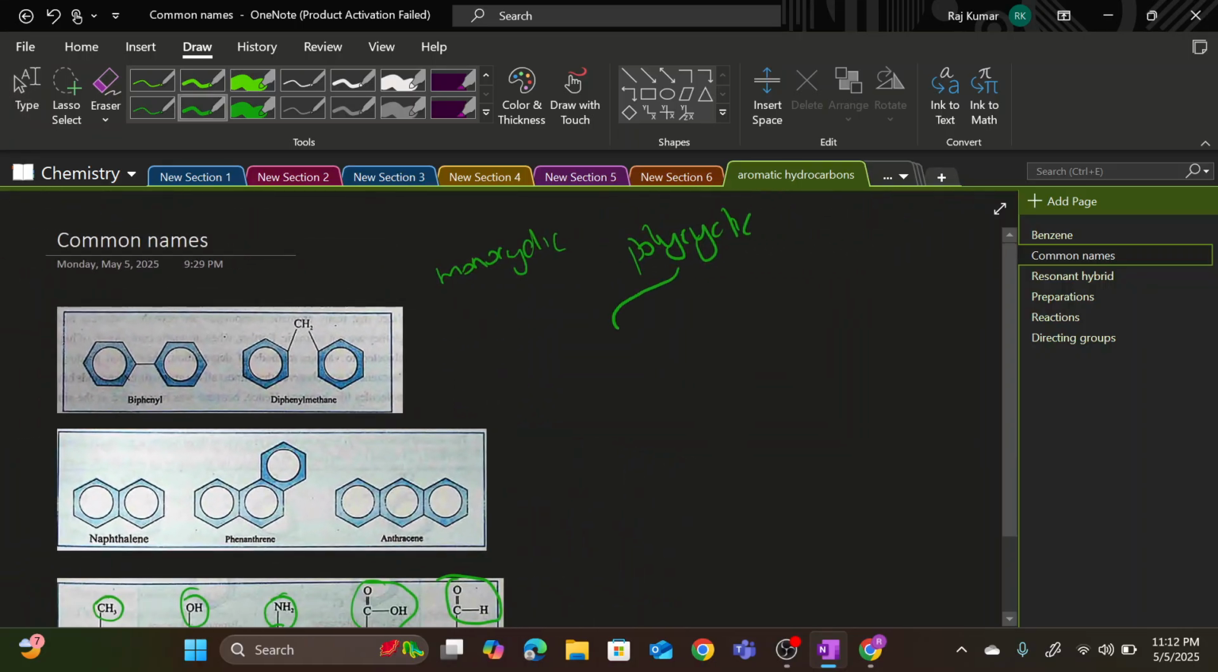Polycyclic benzenes can be further divided into two types. Number one is the isolated rings, isolated aromatic hydrocarbons, and the other is the fused hydrocarbons. Isolated hydrocarbons are these: biphenyl, such that it is having two benzene rings which are isolated from each other, and there is diphenylmethane, which is again isolated by a methylene group.